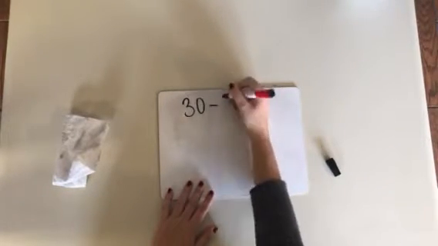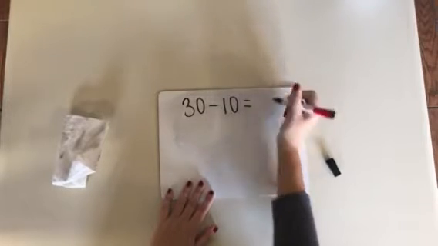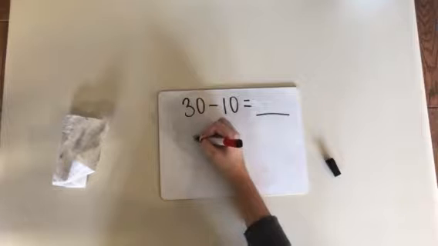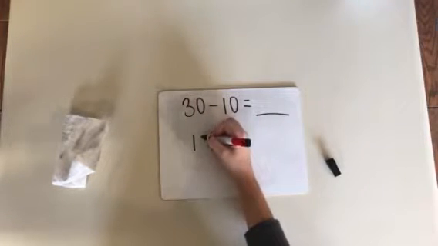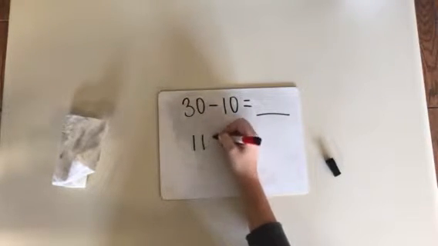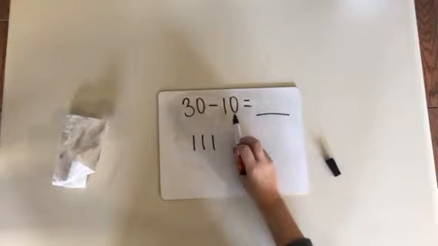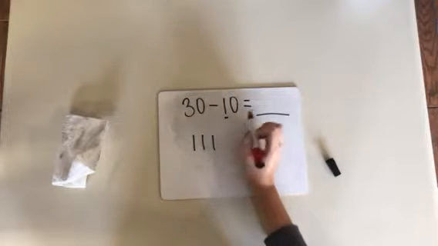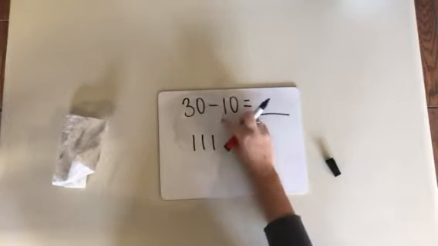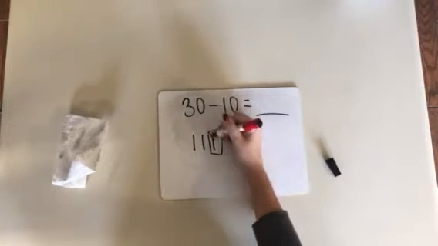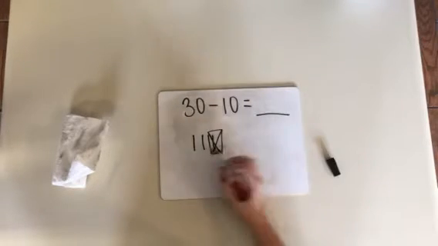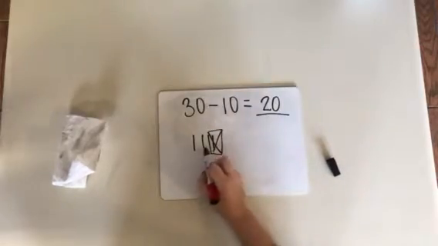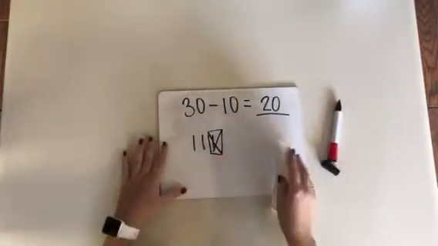The next problem is 30 minus 10 equals blank. We're going to look at the tens digit, which is a 3. So we're going to draw 3 10 sticks, 1, 2, 3. And we're going to take 1 10 stick away, because in the tens digit it's a 1. So we're going to come down here and take 1 10 stick away, which is 1, 2, add the 0, or 10, 20. So 30 minus 10 is 20.